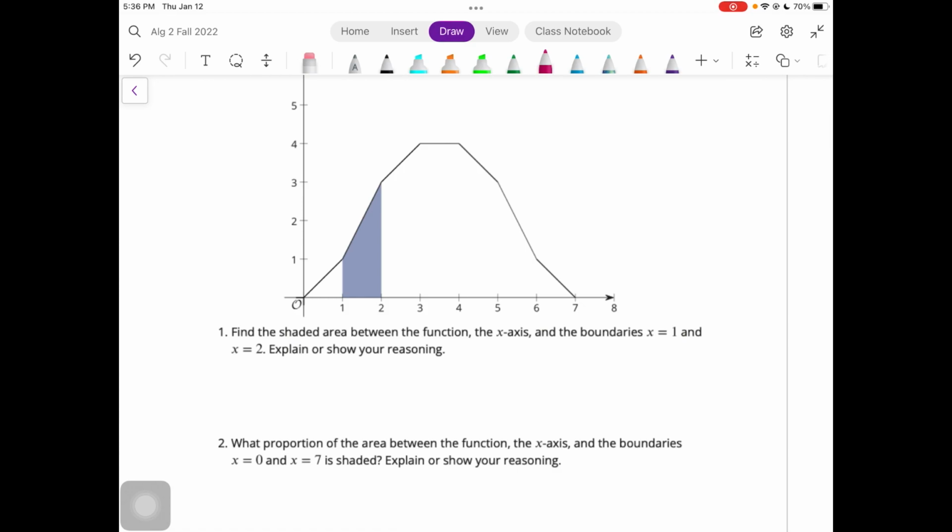So we have the x-axis, which is here, and then we have x equals 1 and x equals 2. And then the function boundary is right there. Okay, so we know that we have a width of 1, right? And that's right there.